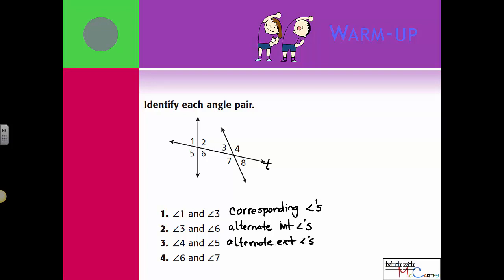And then lastly, we're looking at angles 6 and 7. They're on the same side of the transversal and they're on the interior. So same side interior angles. All right, so that was just a little warm up to get you ready for dealing with these angles now.